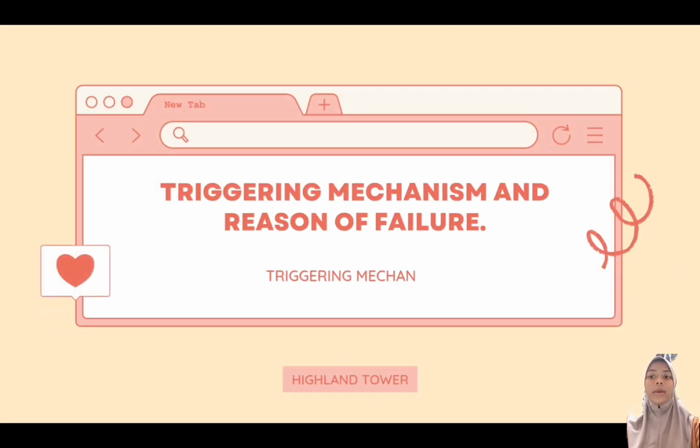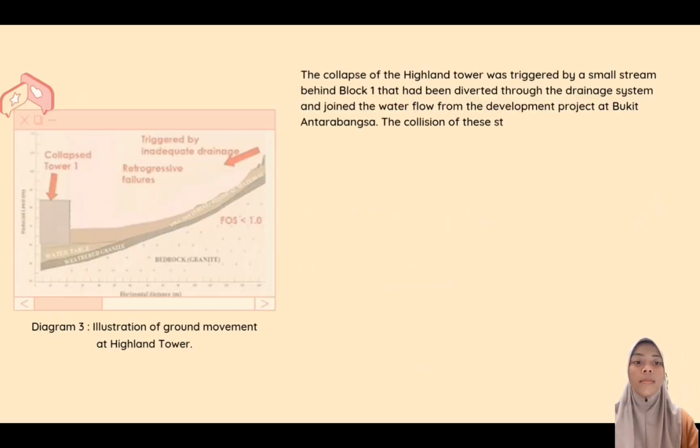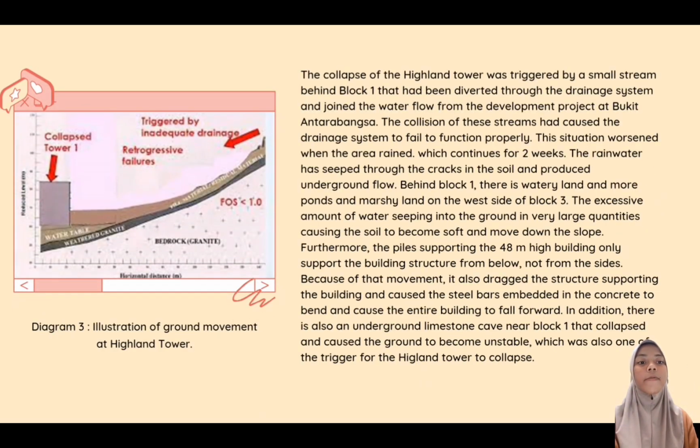Triggering mechanism and reason of failure. The collapse of Highland Tower was triggered by a small stream behind Block 1 that had been diverted through the drainage system and joined the water flow from the development project at Bukit Antarabangsa.